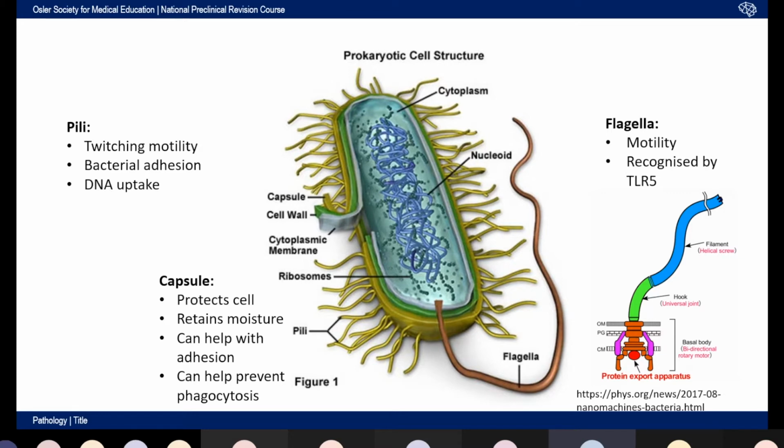Flagellin is recognized by TLR5, so the host's immune system can respond to it. And then there's also plasmids, which are circular DNA structures and can contain resistance genes, but more about those later as well.